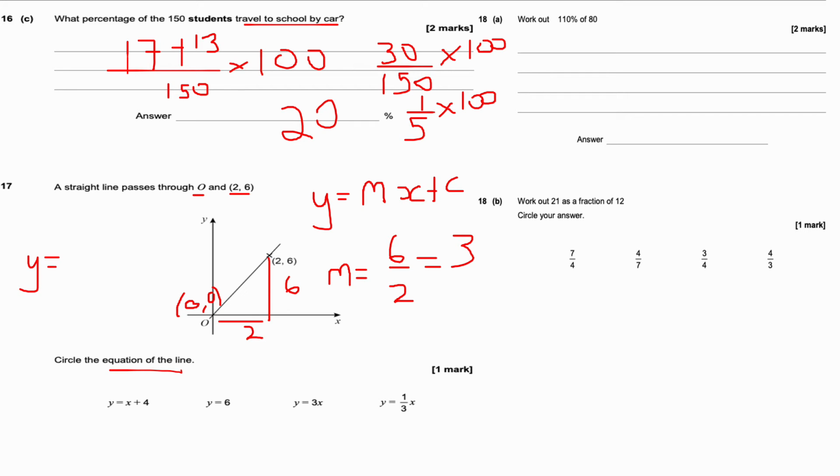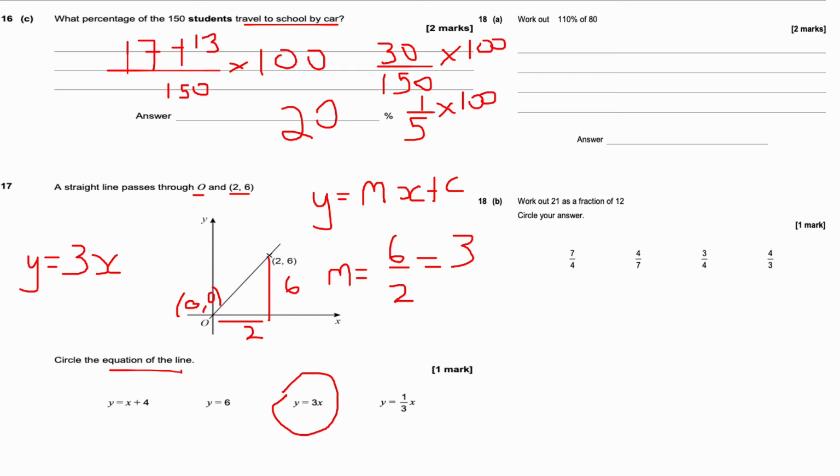So it's y equals 3x. It passes through the origin, which is (0, 0). Therefore, the y-intercept is plus 0, but we don't need to write the plus 0. So the answer is just y equals 3x. So circle option number 3.